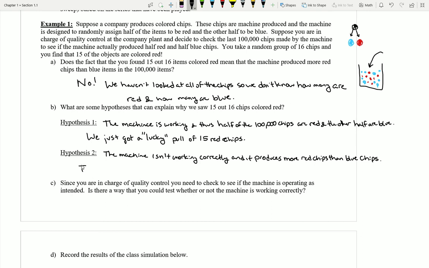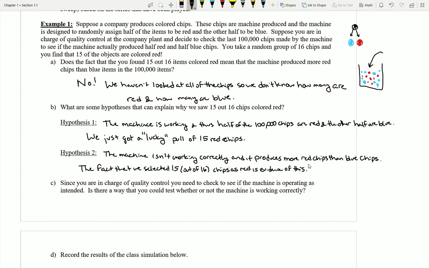So I'll say here, the fact that we selected 15 out of 16 chips as red is evidence of this. Notice both of these hypotheses make sense. We don't know which one is correct. Either could really be correct. Let's take a look at part C then.